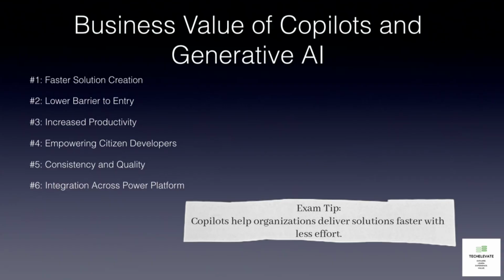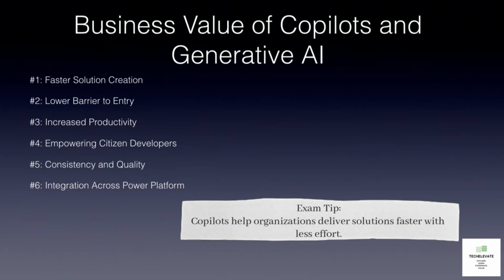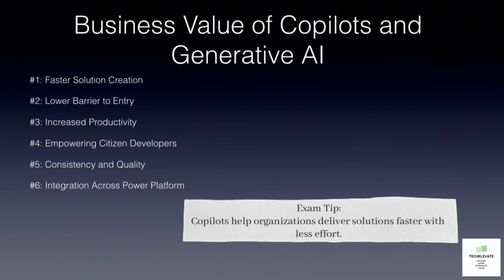Core business value number 3, increased productivity. Generative AI features increase productivity by automating repetitive setup tasks, assisting with logic and design, and helping users find the right tools or actions. This allows employees to focus on business outcomes instead of technical details.